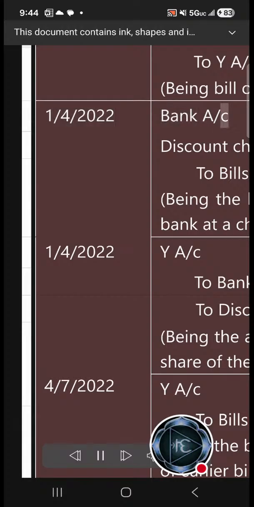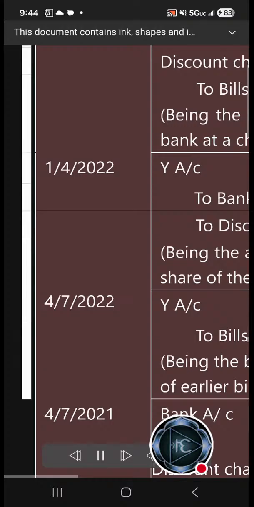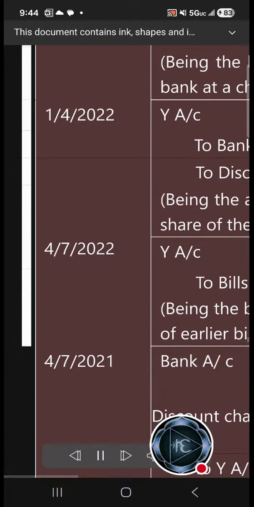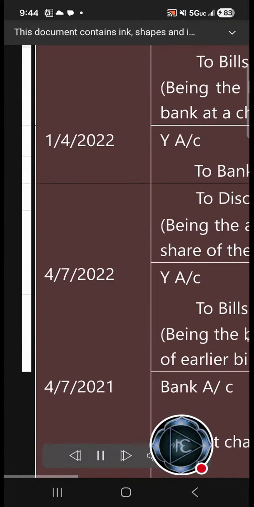January 4th, 2022. Bank A/c Dr. 28,800. Discount Charges A/c Dr. 1,200. To Bills Receivable A/c 30,000. Being the bills receivable discounted with the bank at a charge of 1,200.